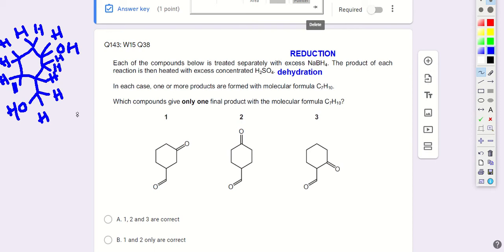To do dehydration, I have to remove the OH group and one hydrogen from the neighbor carbon. This hydroxyl group can be dehydrated by removing H from this carbon or this carbon. Here we can only remove the hydrogen from the one adjacent carbon. So we are going to get 2 different products. Let's draw the 2 different products first. First I want to remove this hydrogen. If I remove this hydrogen and this OH group, what I get is a compound that looks like this.